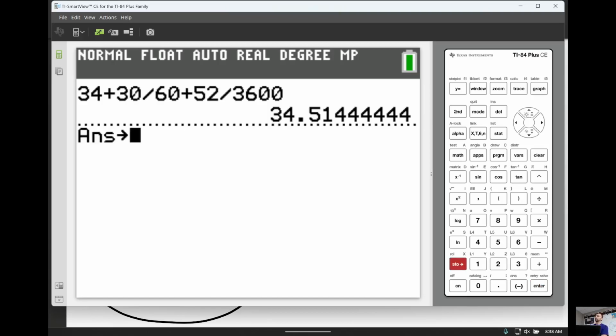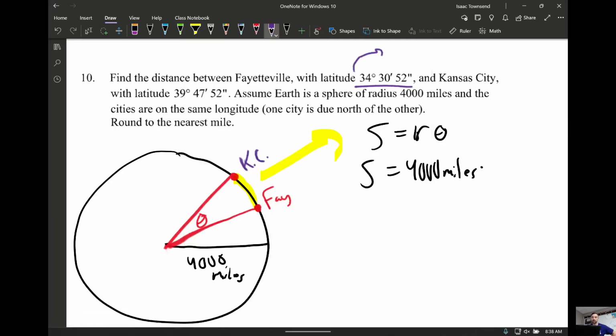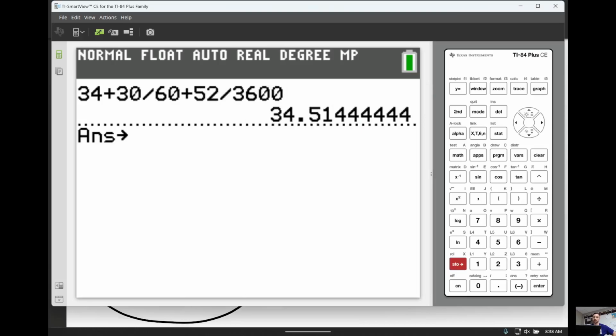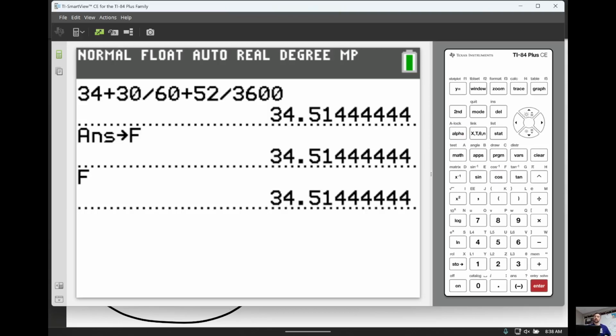And then what we can do is we can store this into any letter we want. So since this is supposed to be the angle of Fayetteville, I'm going to store it as F. Most of the time I just store in for X, but for me to keep up which one this is, I want to do alpha F and then hit enter. Now, anytime I say to my calculator F, it keeps up with that exact amount. It knows exactly what F is without any rounding.